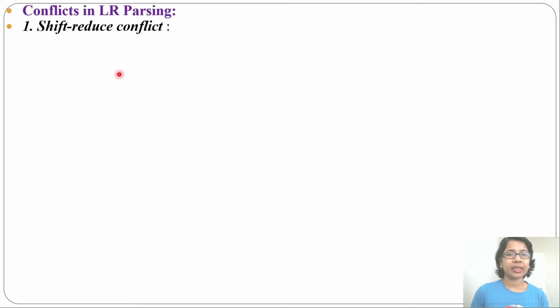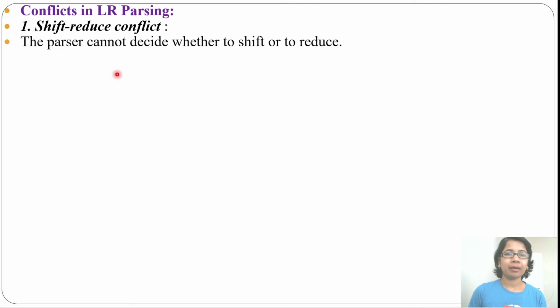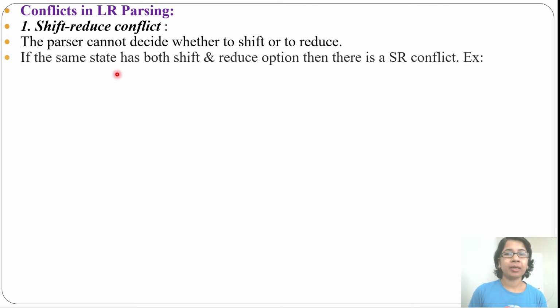First conflict is shift reduce conflict. We know what is shift reduce conflict: if parser cannot decide whether to shift or reduce, that is a shift reduce conflict. In LR parsing automata, if one state contains one shift plus one reduce, that is a shift reduce conflict. If same state has both shift and reduce option, that is an SR conflict.